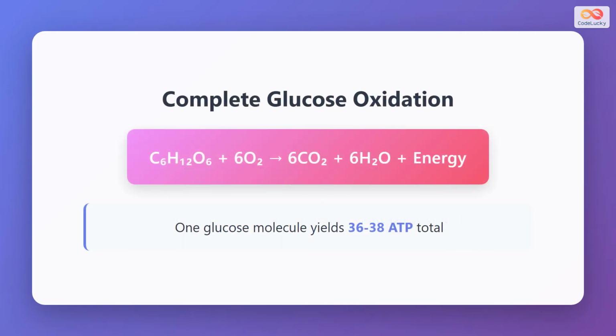Let's start with the overall equation for cellular respiration. One molecule of glucose, which has the formula C6H12O6, combines with 6 molecules of oxygen. This process produces 6 molecules of carbon dioxide, 6 molecules of water, and most importantly, energy. This energy is captured and stored in the form of ATP. The complete breakdown of one glucose molecule yields between 36 and 38 ATP molecules total. This is a highly efficient energy conversion process.